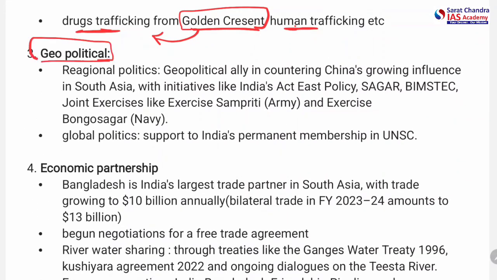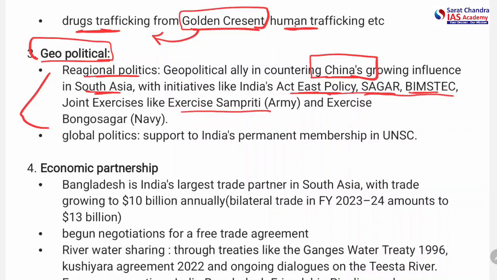From the geopolitical point of view also, there are two dimensions. The first is regional geopolitics. In regional politics, as we know, Chinese dominance in South Asia is rising. If we want to counter that, we need the support of Bangladesh to counter China's growing influence in South Asia. As well as for the success of Act East Policy, SAGAR, BIMSTEC, and joint exercises overall in South Asia, the cooperation of Bangladesh is very important for the success of these initiatives. For that, we have these kinds of initiatives.